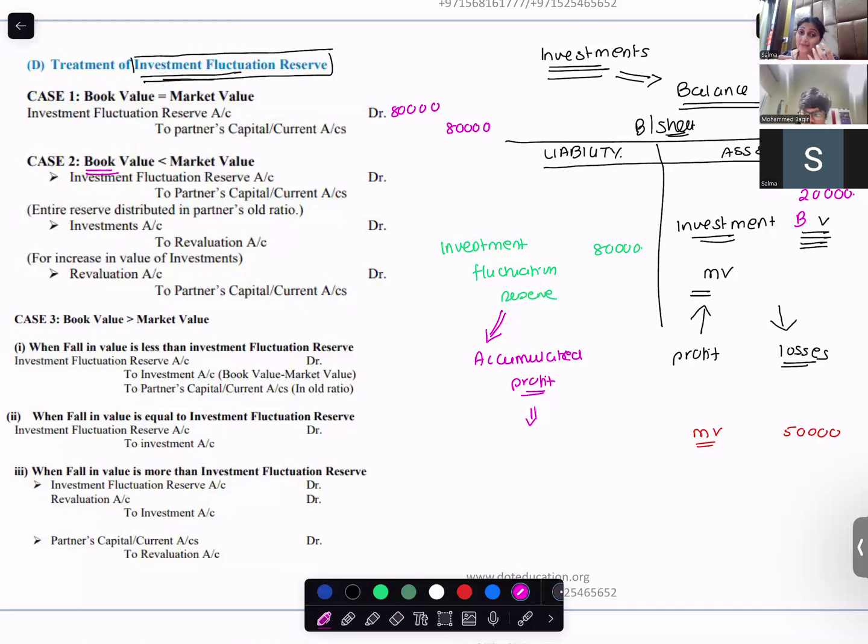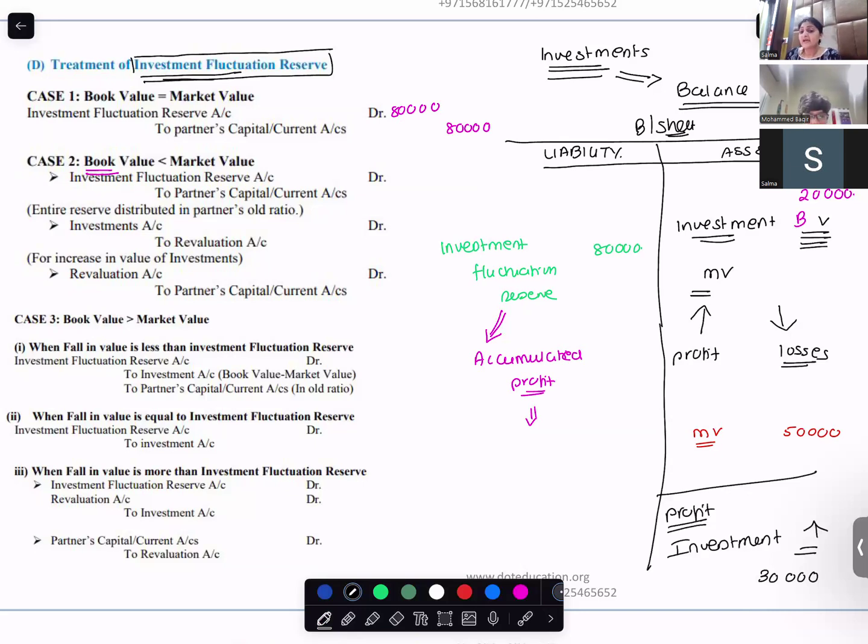Book value is 20,000, but in the market, it is 50,000. So yes, it's a profit, and the value of your investment is increasing. The value of your investment is increasing by how much? 30,000. So it's a good thing that is happening.